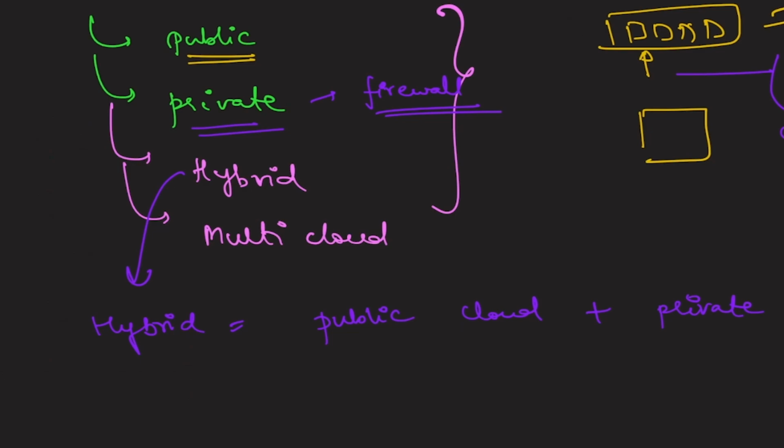Okay. Next, we have multi-cloud. As the name suggests, multi-cloud is going to have a variety of public cloud services. And why do we need that? So that multiple users, multiple developers and business units can work together.